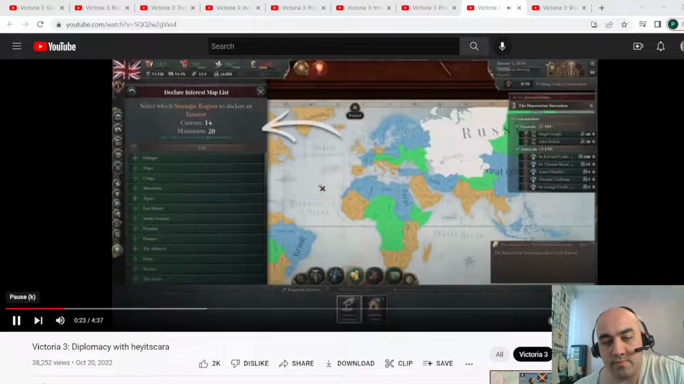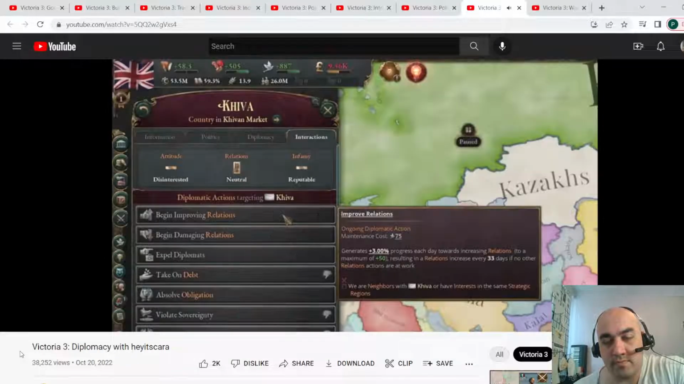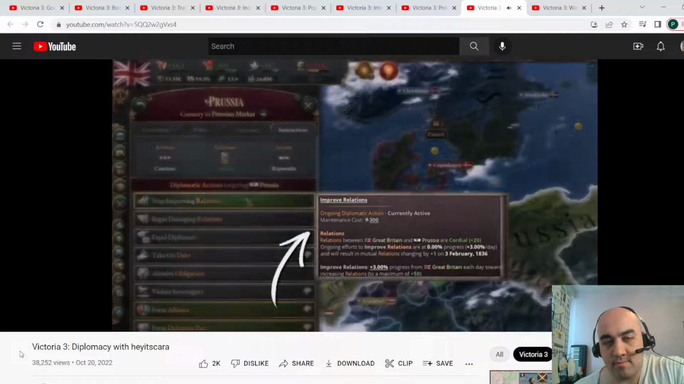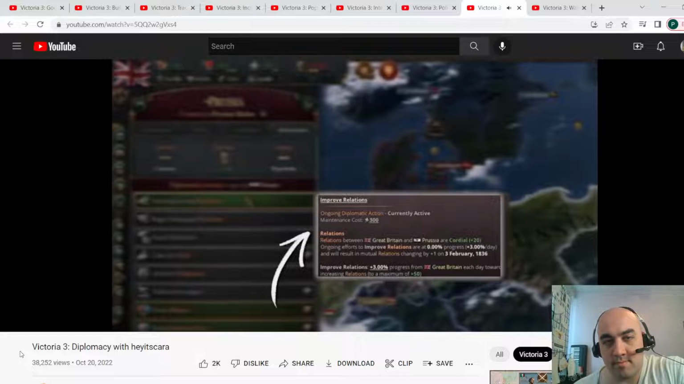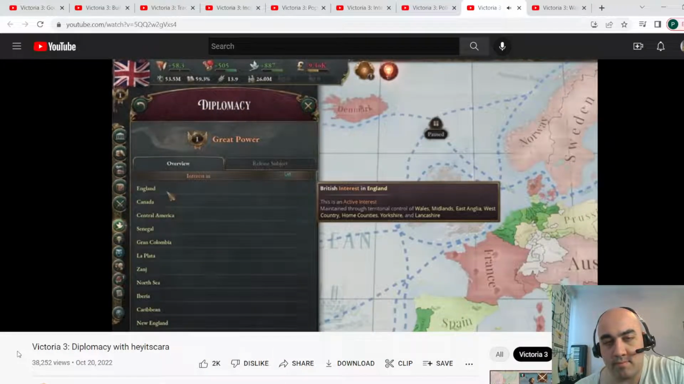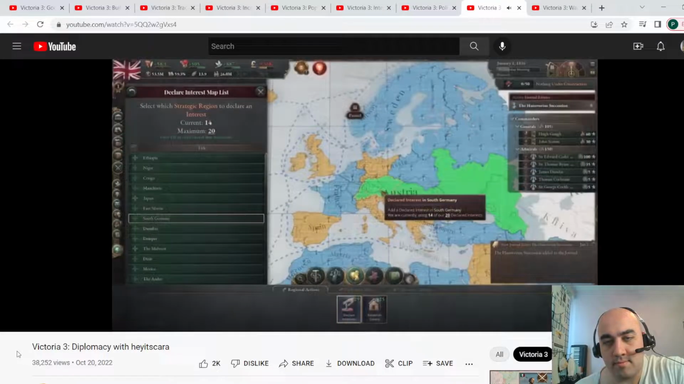To begin, it's important to understand interests. An interest defines a country's ability to interact with a country in a strategic region. Interests let your country diplomatically engage and trade with the countries within these regions. There are two types of interests, natural and declared. A natural interest is any strategic region that your country already has territory in. Conversely, declared interests allow a country to select a neighboring strategic region to interact with.